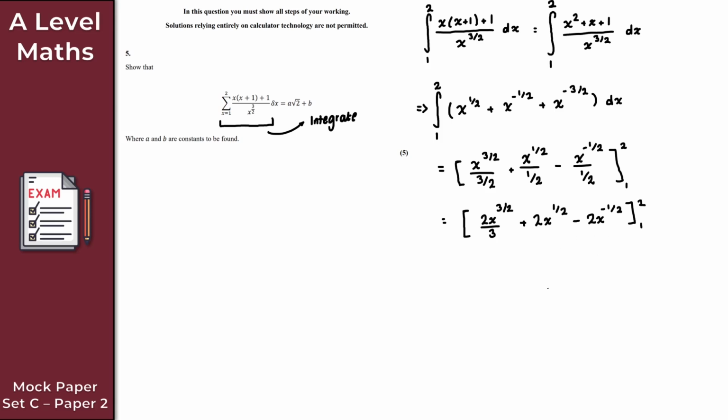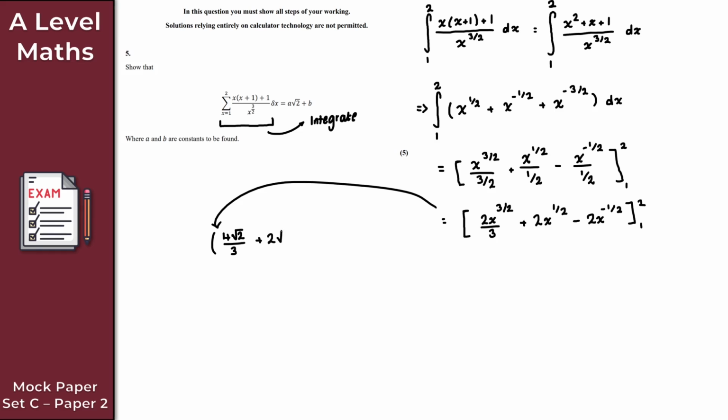At this point, this looks a lot better. To finish, all we need to do is substitute in our upper limit and also our lower limit. Let's do that. I get 2 lots of 2 to the power of 3 over 2 over 3. That is the square root of 2 cubed, times 2. So altogether I get 4 root 2 over 3, because 2 to the power of 3 over 2 is 2 root 2, times 2 gives 4 root 2. So 4 root 2 over 3. This here is going to be 2 root 2.